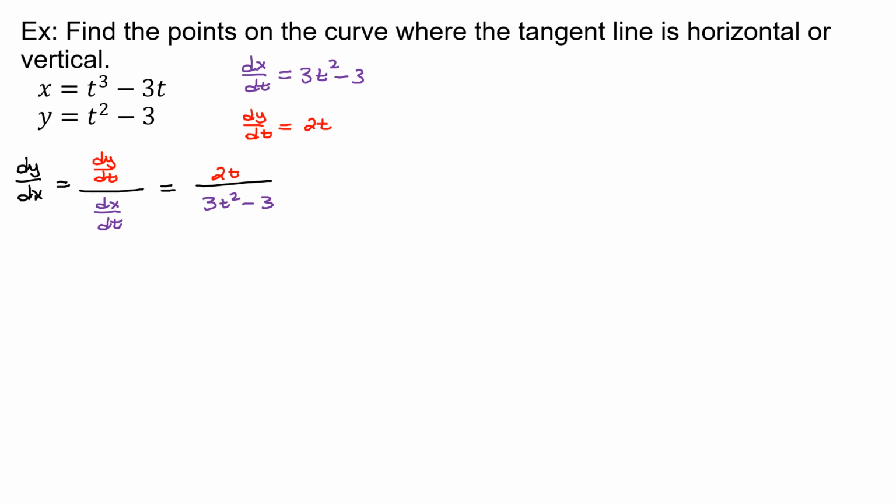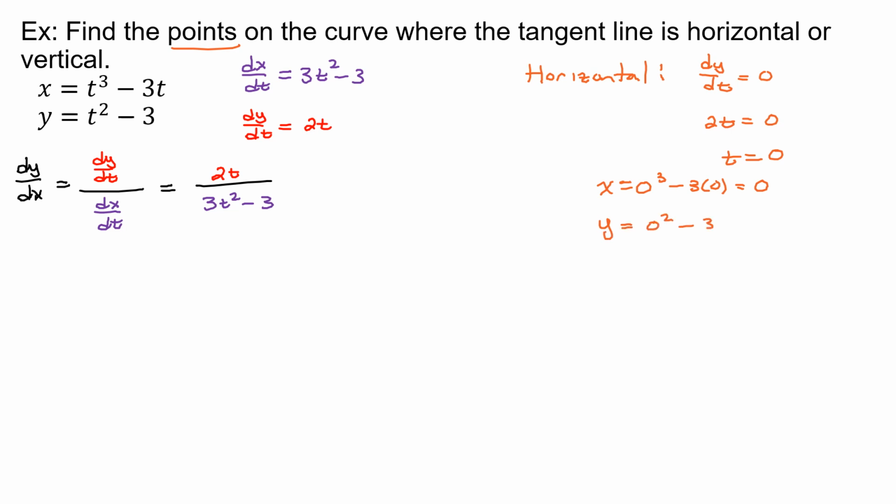And then I have to figure out what all these other things mean. Well, you get horizontal on a parametric equation where dy/dt, the top part of your derivative, is equal to 0. And so we want to figure out what makes 2t equal 0. Well, that means t is 0. If you're looking for the actual point, like we are here, we're looking for the points on the curve, then you have to plug the t back in for the x and the y. So the x would be 0 cubed minus 3 times 0, which is 0. And the y would be 0 squared minus 3, which is negative 3. So my point, where it's horizontal, would be (0, negative 3).